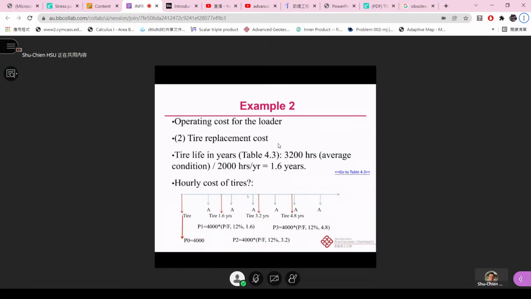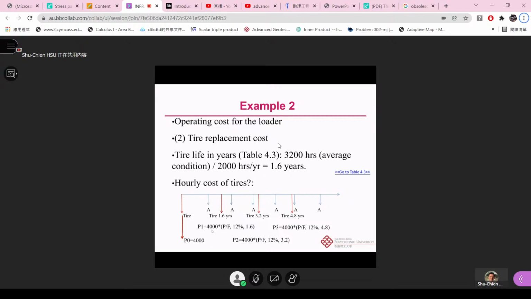And then for the tire replacement cost, you can see the tire life in years in table 1.3. In average condition, we get the 32,000 hours for this equipment. And we divide by 2,000 hours per year. So that means we expect that the tire needs to be replaced every 1.6 years. So that we can have these separate cash flows. Initially, we pay 4,000 for the first set of the tire when we bought the equipment, but we need to replace it after 1.6 years.